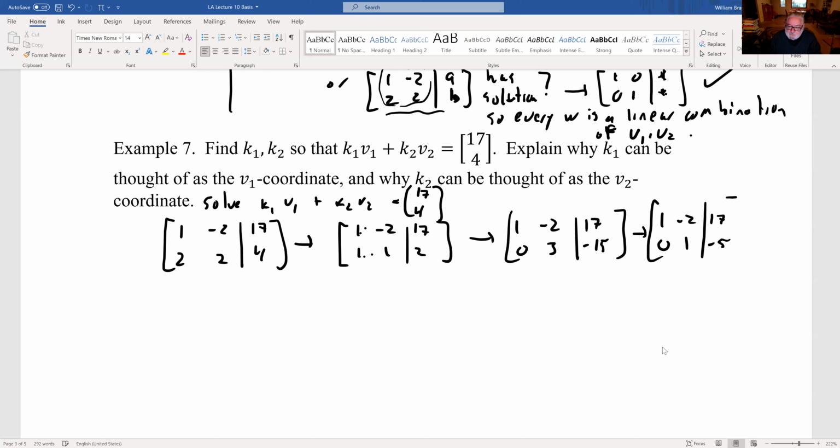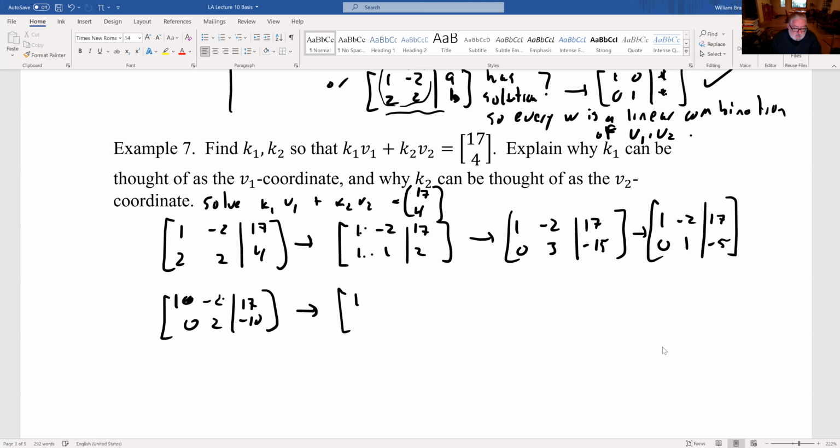Get that. Multiply the bottom row by 2 and then add the top row. Oops, this is supposed to be a 1. Add the bottom row to the top row to clear out that -2.